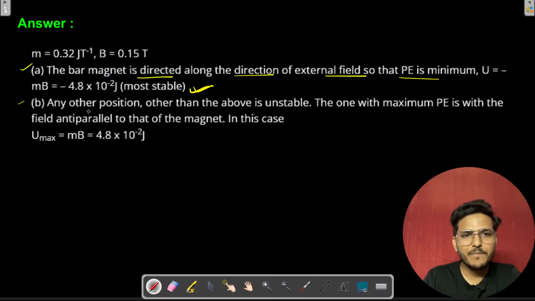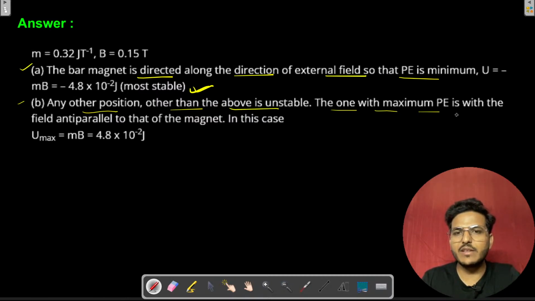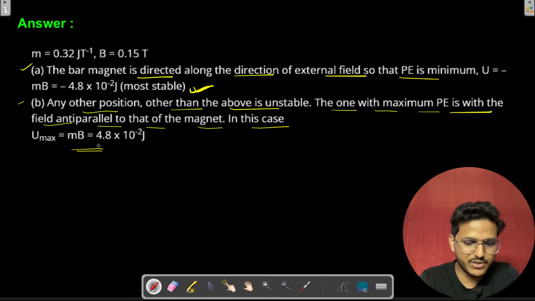And any other position is unstable. The one with maximum potential energy is anti-parallel to the magnetic field. In this case U equals mB, that is 4.8 into 10 to the power minus 2 joule.